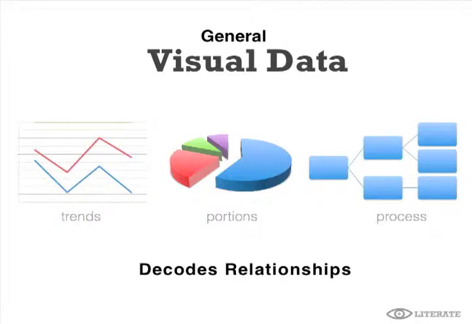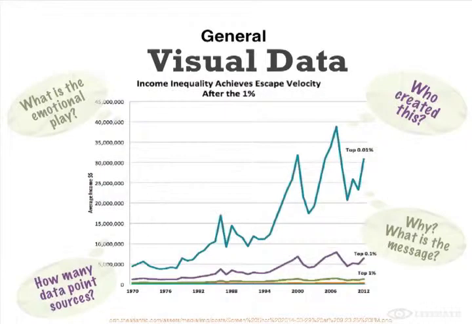Now, another type of visual literacy is visualizing data. We can take these three examples here and see that one is trends, one is talking about portions, one is talking about process. And so these types of visual data decode relationships. So let's take one in particular.